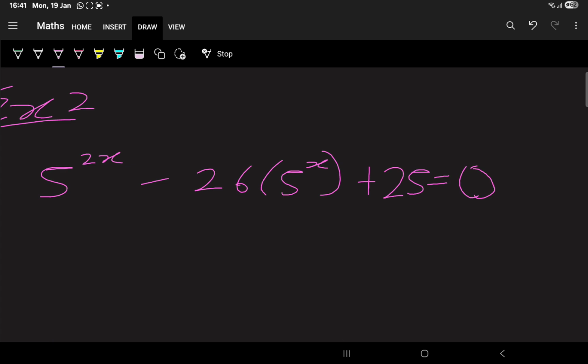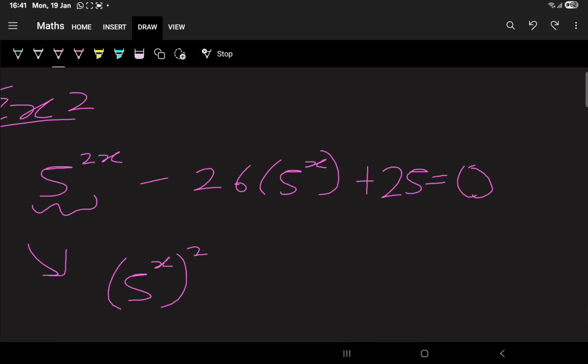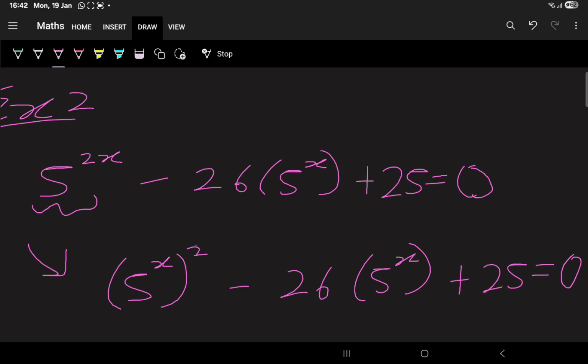Now, if you're asked to solve this, what do you do? The first thing you want to do is simplify this such that you have 5 to the power of x, all squared. This is the same as this, because when you multiply the exponents, you still have 5 to the power of 2x. Now minus 26 times 5 to the power of x plus 25 equals 0.